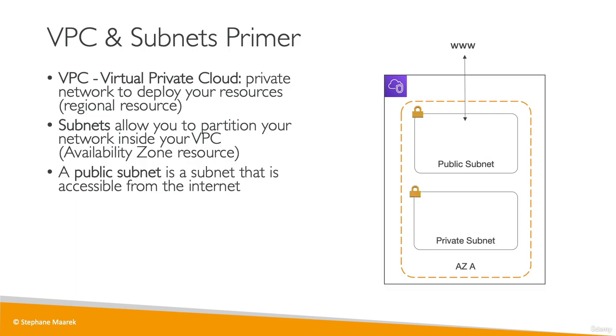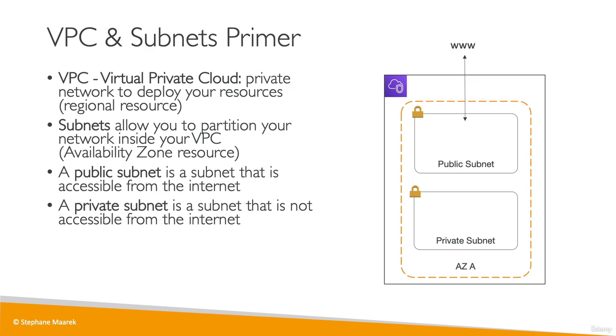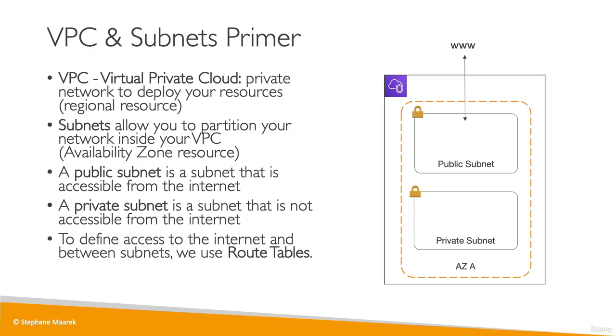Also, we can have a private subnet, and a private subnet is a subnet that is not accessible from the internet. We'll see how we can define a public subnet and a private subnet later on. To define access to the internet and access between the subnets so that the resources can communicate, we need to use route tables. So the question is, what do you put in a public subnet? Well, when we created our EC2 instances, we created them in a public subnet. But in a public subnet, you can also put, for example, a load balancer. And in a private subnet, which we don't have when we have a default VPC, you could place your databases, for example, because they don't need access to the internet and therefore they're going to be more secure.